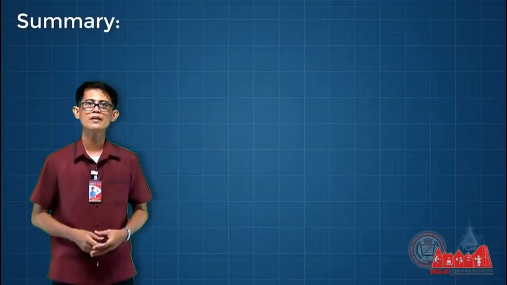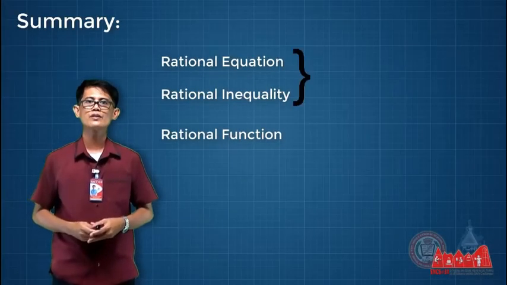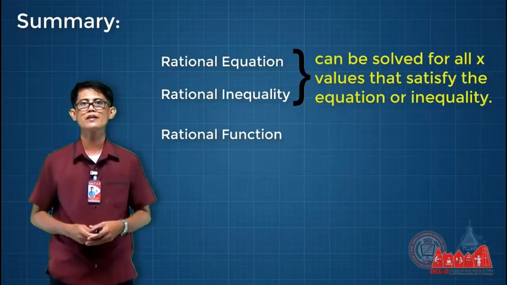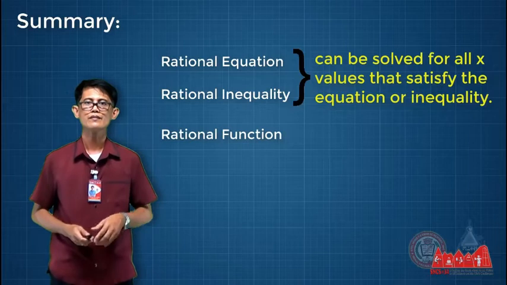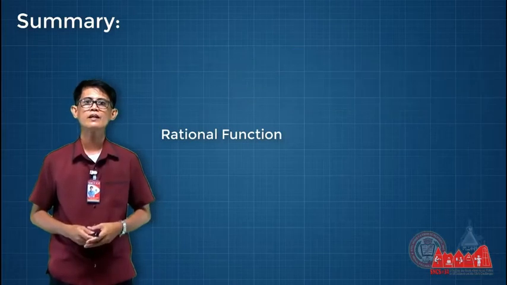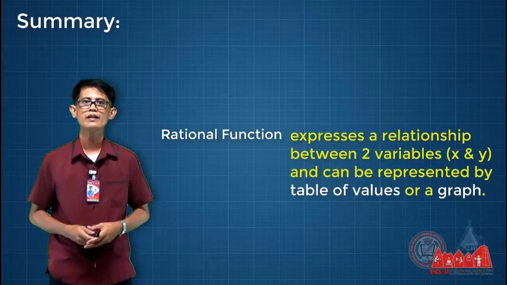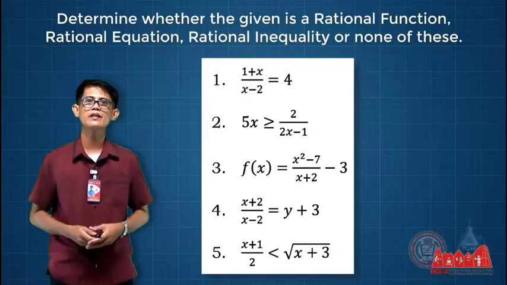So here's the summary. A rational equation or a rational inequality can be solved for all x values that satisfy the equation or inequality. While a rational function expresses a relationship between two variables x and y and can be represented by a table of values or a graph. Determine whether the given is a rational function, rational equation, rational inequality, or none of these. Now we will take them one by one.